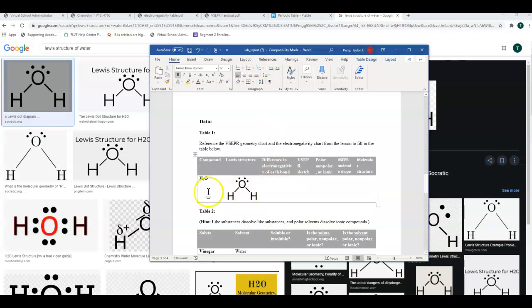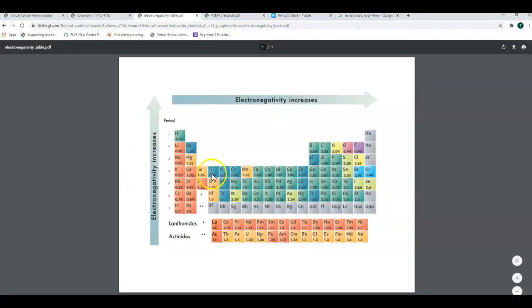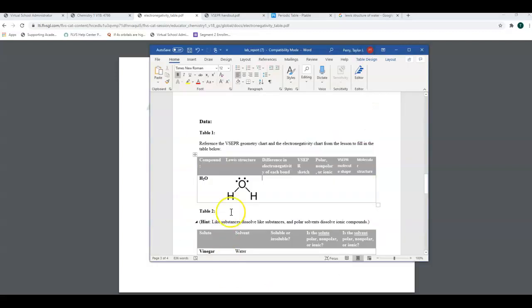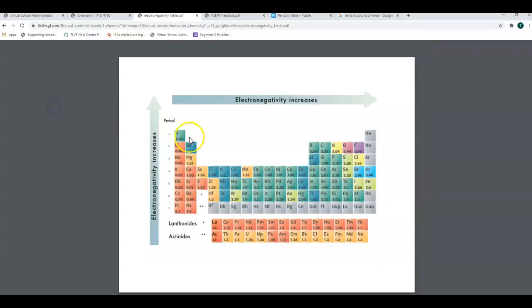Difference in electronegativity of each bond. Okay, so the bonds between oxygen and hydrogen. So let's go to our electronegativity chart, and let's find hydrogen and oxygen. So hydrogen's electronegativity is 2.20, oxygen's is 3.44. The difference between that, so let's do 3.44 minus 2.2. I'm doing it on a calculator. You get 1.24. So the difference is 1.24. All right, 1.24.